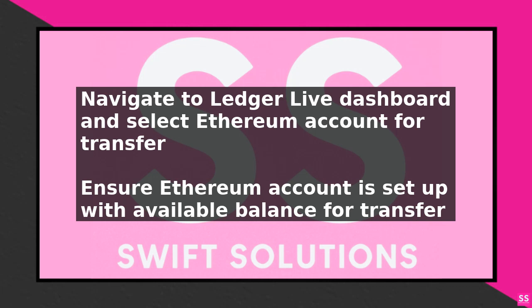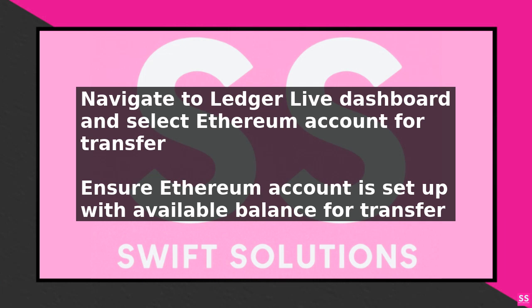Now, go to the Send tab and enter the recipient address. In this case, the recipient address will be your Coinbase Ethereum wallet address. You can find this address by logging into your Coinbase account, selecting Ethereum, and clicking on the Receive button. Copy the Ethereum address provided by Coinbase.